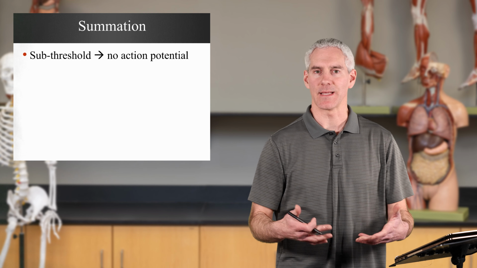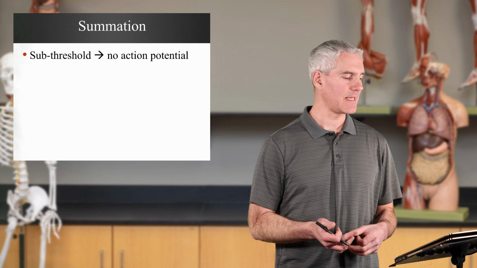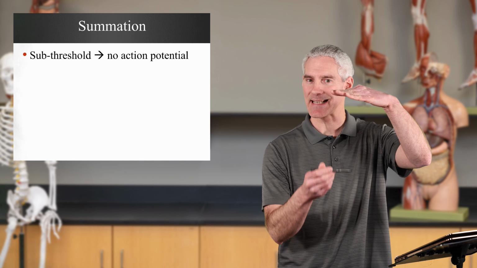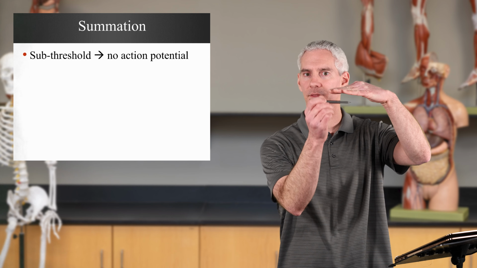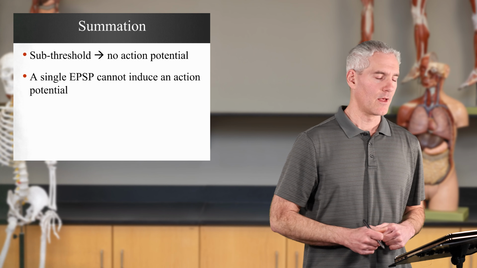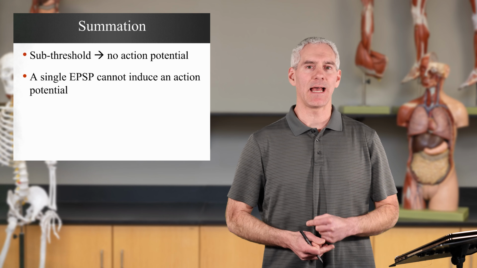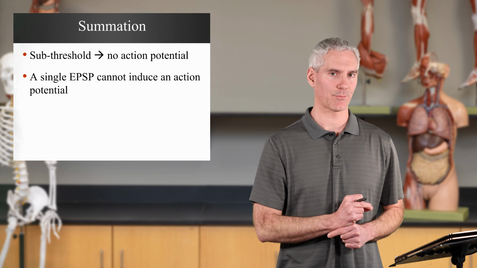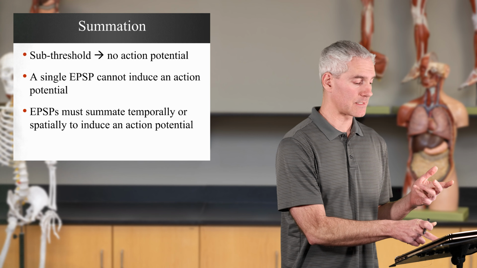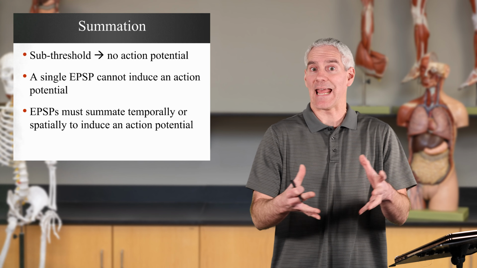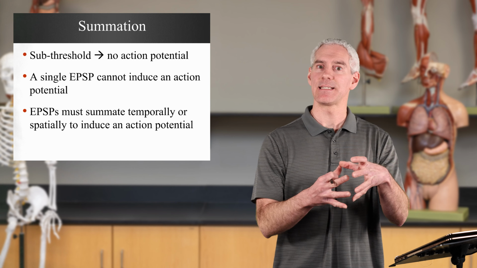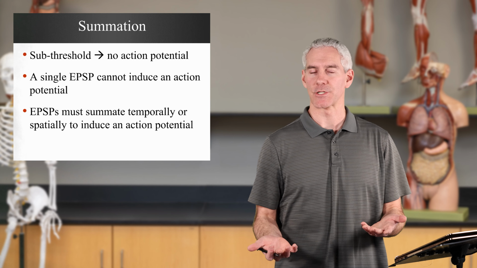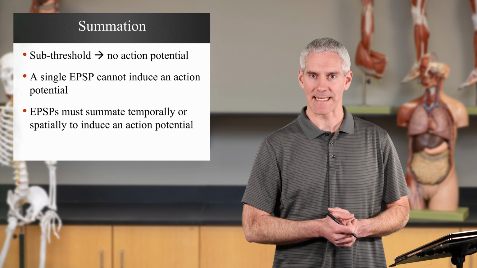So I keep mentioning summate or summation. The idea is sub-threshold, nothing happens. Even if you hit negative 56, nothing happens. So a single EPSP, excitatory postsynaptic potential, cannot hit threshold. But they can summate, they can add together. And if they add together, they could potentially reach threshold. If they reach threshold, you then trigger an action potential.